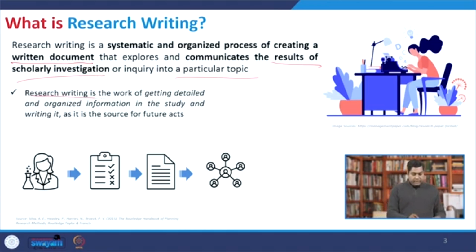Now research writing is the work of getting detailed and organized information in the study and writing it. So it is very important that we have to write it. Otherwise, if you conduct any research and if it is not being written, probably that will not be disseminated to the research community. Now what exactly is happening in this?